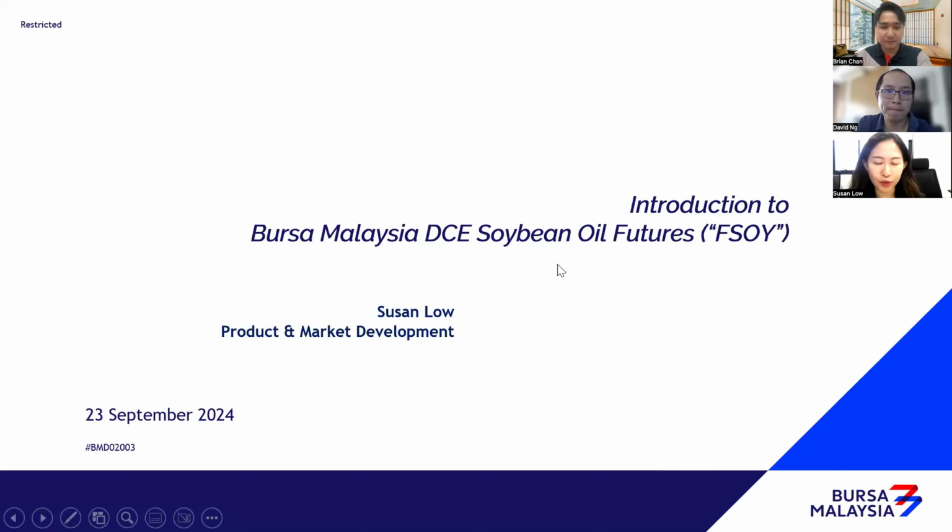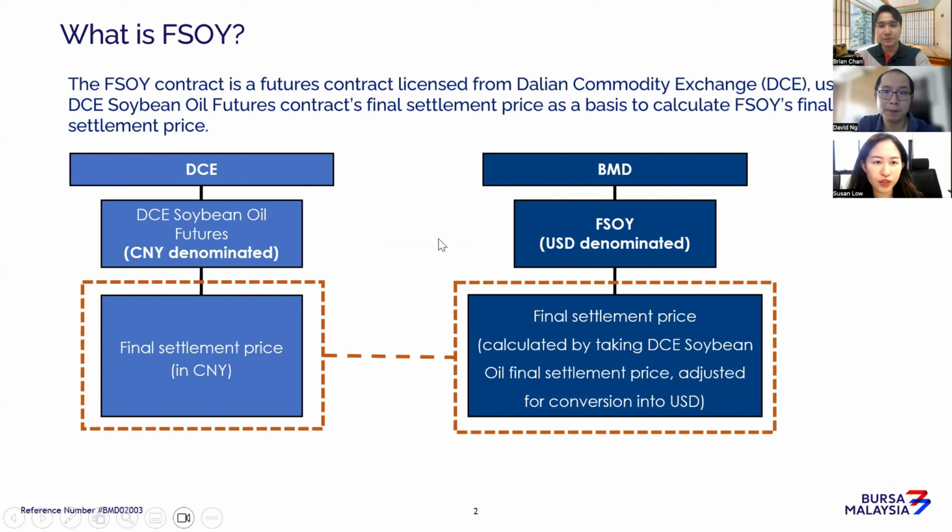Okay, today I will go through an introduction to the Bursa Malaysia DCE soybean oil futures. We call it FSOY. It was launched on 18 March 2024 this year. FSOY is a futures contract that is licensed from Dalian Commodity Exchange, using the DCE soybean oil futures contract's final settlement price as a basis to calculate FSOY's final settlement price. So this is how it works, the little diagram here.